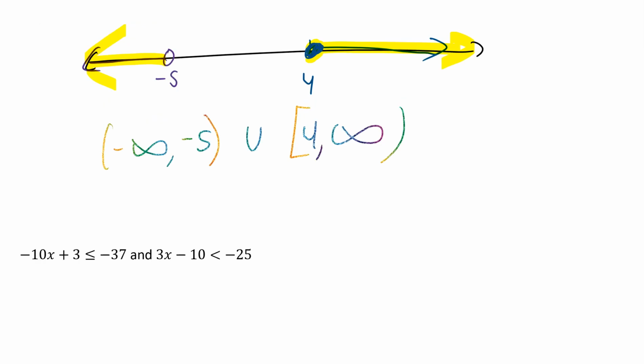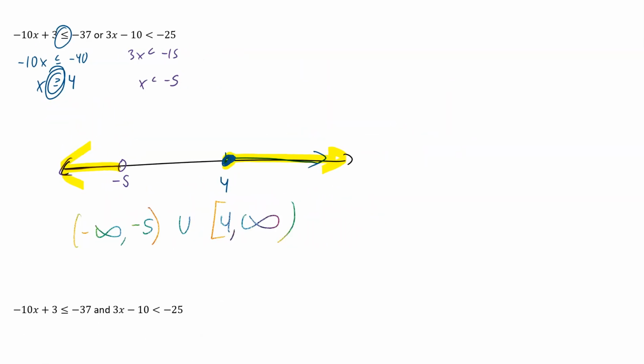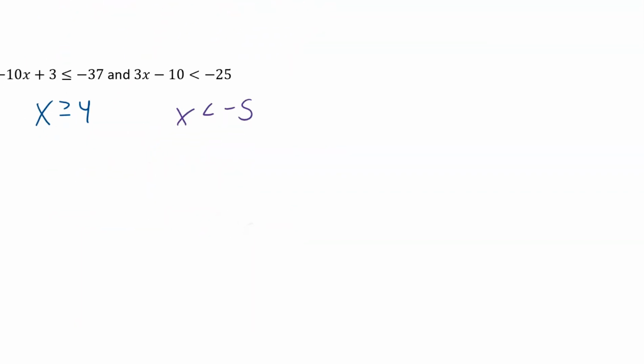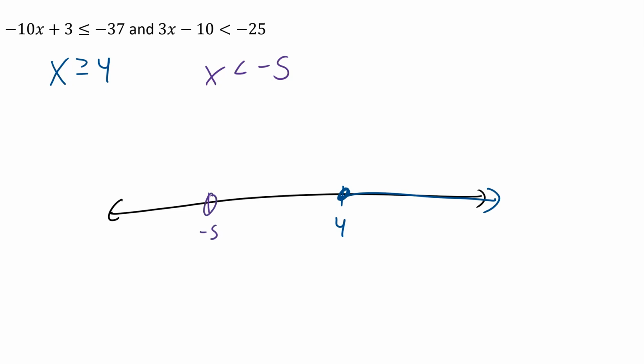This is an and one. It's the same as this one, so we know what it's going to come out to. The first one says that x has to be greater than or equal to 4. The second condition says that x has to be less than negative 5. When I put those on a number line, and means I'm looking for the overlap. The overlap between greater than or equal to 4 and less than negative 5, there is no overlap.